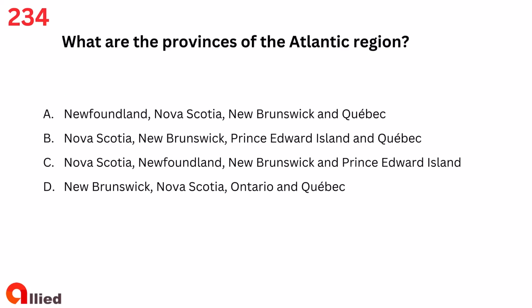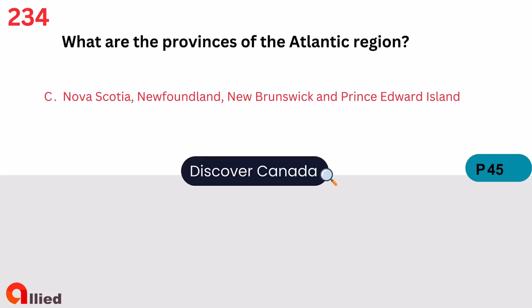Question 234. What are the provinces of the Atlantic region? A. Newfoundland, Nova Scotia, New Brunswick and Quebec. B. Nova Scotia, New Brunswick, Prince Edward Island and Quebec. C. Nova Scotia, Newfoundland, New Brunswick and Prince Edward Island. D. New Brunswick, Nova Scotia, Ontario and Quebec. The answer is C. Nova Scotia, Newfoundland, New Brunswick and Prince Edward Island.